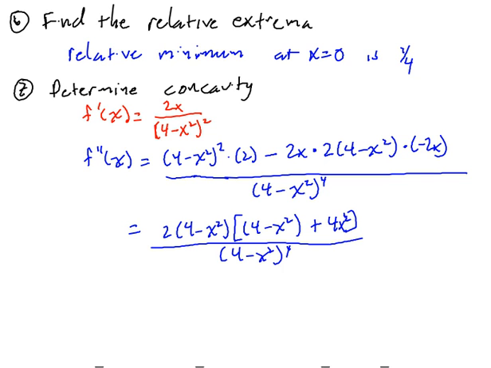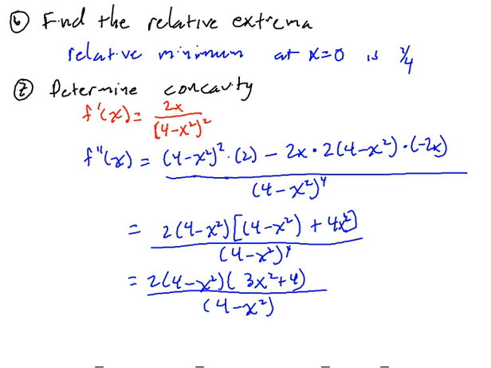Okay, so that gives us 2 times 4 minus x squared times, combining the three terms inside the parentheses, we'd have 3x squared plus 4, all over 4 minus x squared raised to the fourth. And we could cancel one of the 4 minus x squared, so that would be 2 times 3x squared plus 4, all over 4 minus x squared, now raised to the third.